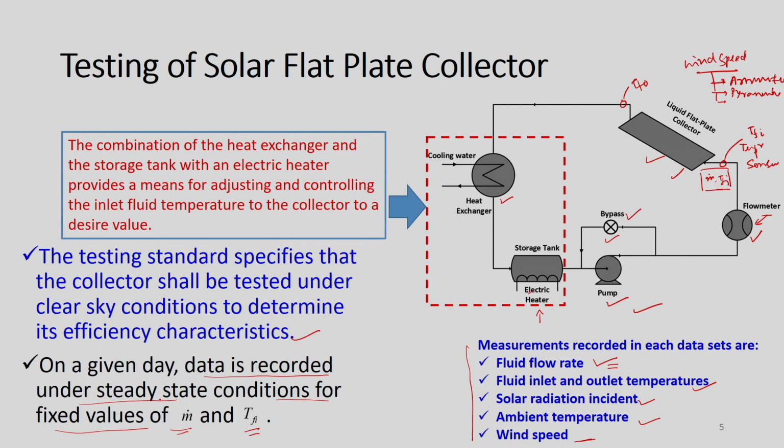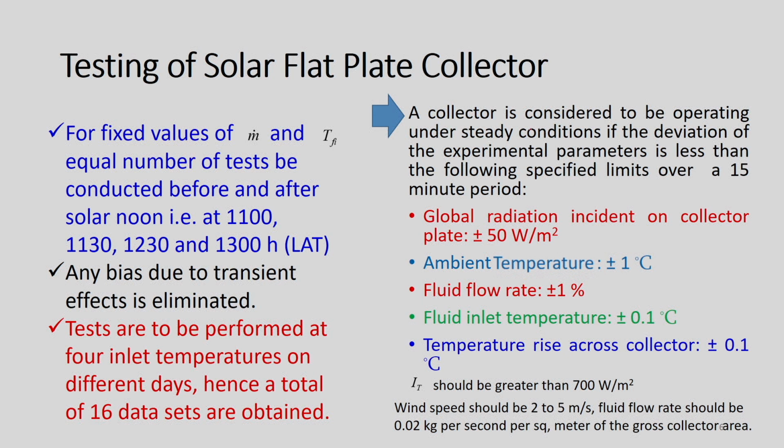What are steady state conditions? A collector is considered to be operating under steady state conditions if the deviation of the experimental parameters is less than the following specified limits over a 15 minute period. The variation of global radiation incident on the collector should be within plus or minus 50 watt per meter square, ambient temperature within plus or minus 1 degree C, fluid flow rate plus or minus 1%, fluid inlet temperature variation plus or minus 0.1 degree C, and temperature rise across the collector within plus or minus 0.1 degree C.